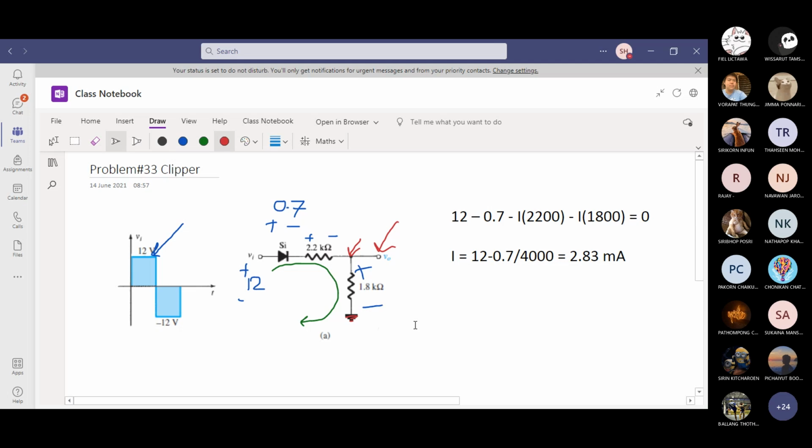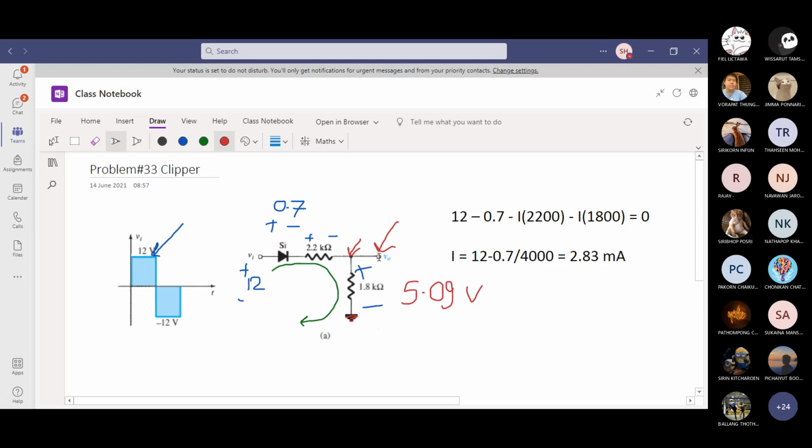What is the formula for voltage? You know the current now. Current times resistor. What is the voltage? 2.83 milliamp multiplied by 1.8 kilo ohm. What is it? 5.094. Yeah, we will write 5.09 volt. You can even maybe write 5.1 if you round up. Let's keep it 5.09 volts.